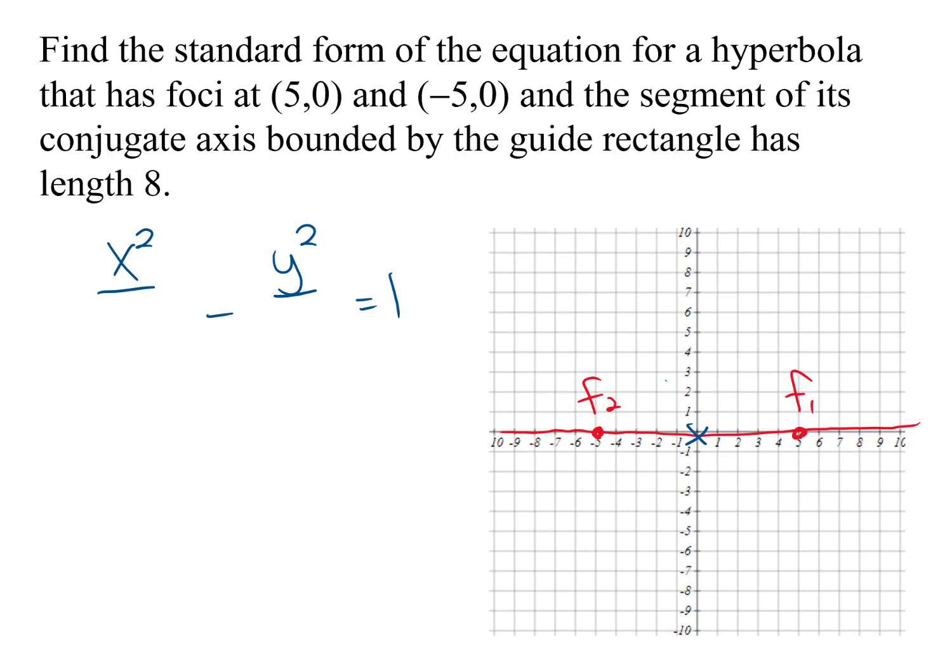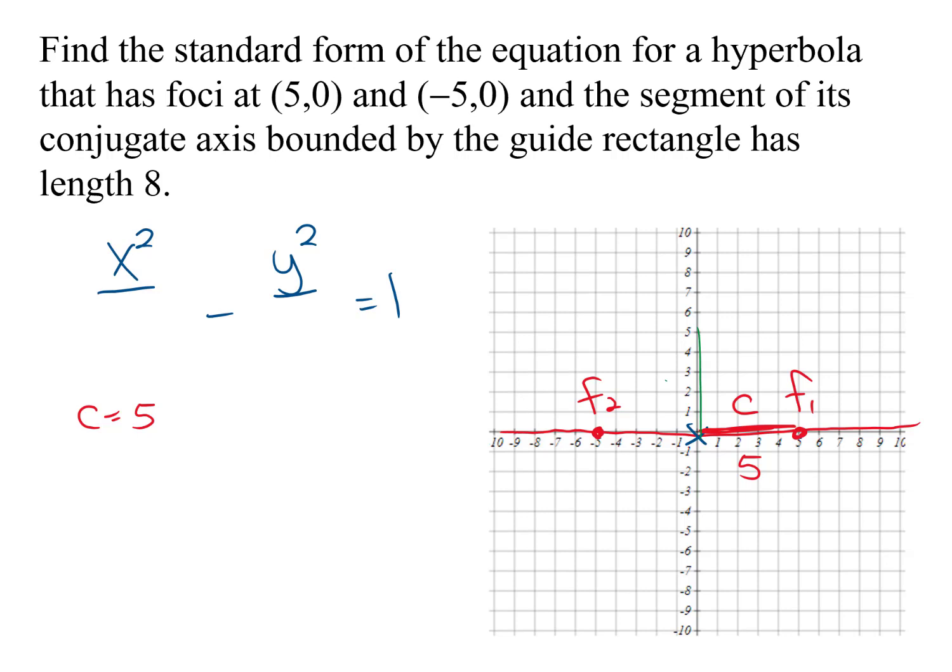And the other thing I know is c, because c is how far from the center to a focus. That's c, and I can see that that's 5. So I'm going to just put that down here: c equals 5.